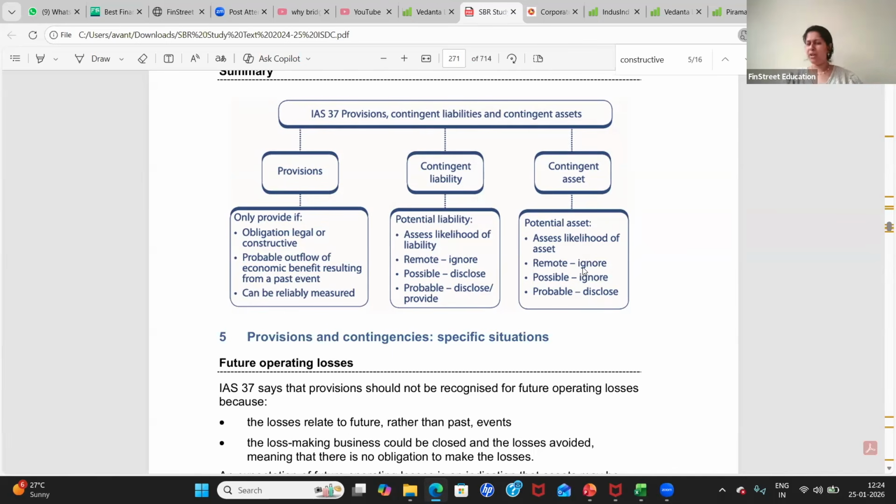An asset, if it is remote, very unlikely, ignore it. If it is possible, if the chances are, let's say, 30, 40%, still ignore it according to prudence. But if, as in an insurance case, you're very confident, your documents are clear, you know you are going to get the claim, if it is 70, 80%, then you can disclose it. Not recorded. When it goes to 100%, recorded, but at 70, 80, you can disclose it. So yes, that sums up the discussion for provisions, contingent liability, and assets.